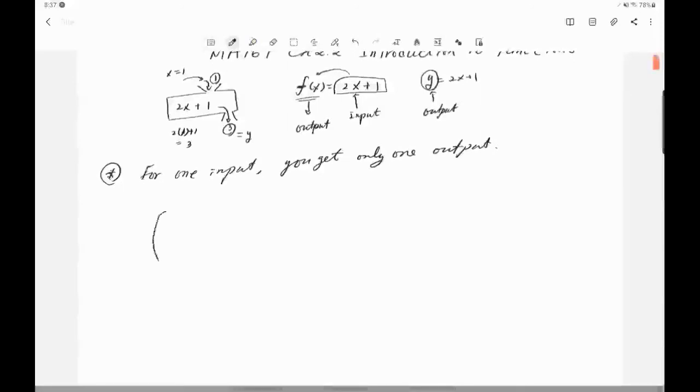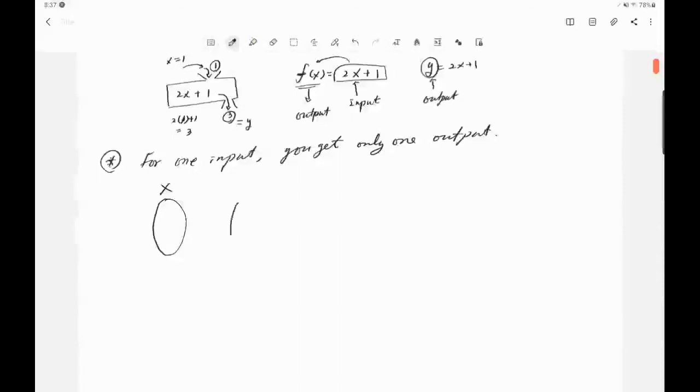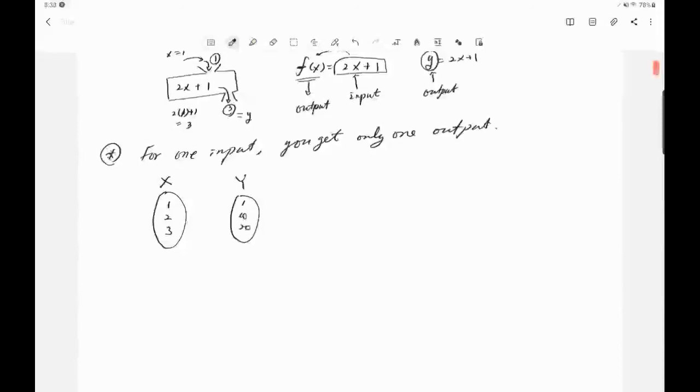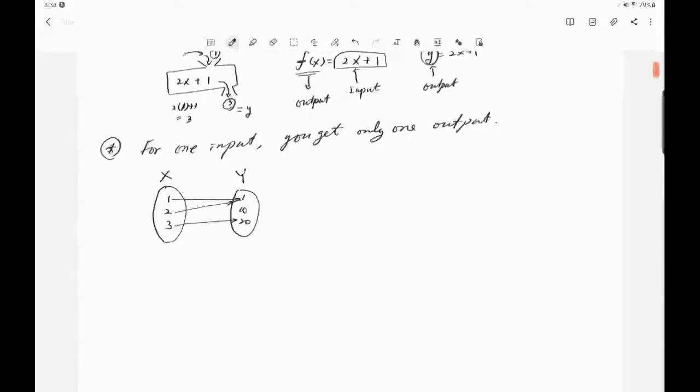All right, so how about set notation? Here are the input values, and these are the output values. So you have 1, 2, 3, for example, and the outputs are 1, 10, 20, something like this. Input 1 goes here, input 2 goes here, input 3 goes over there. Then is this a function? The relation is, let's say, f of x.